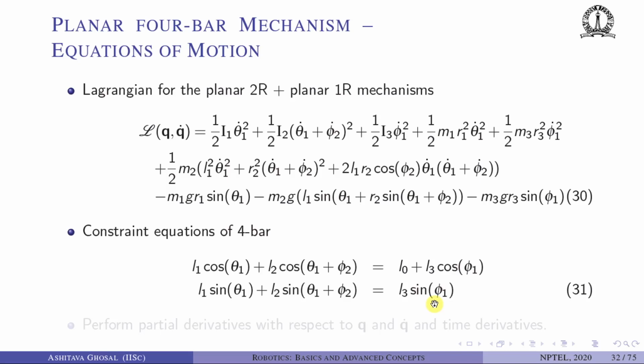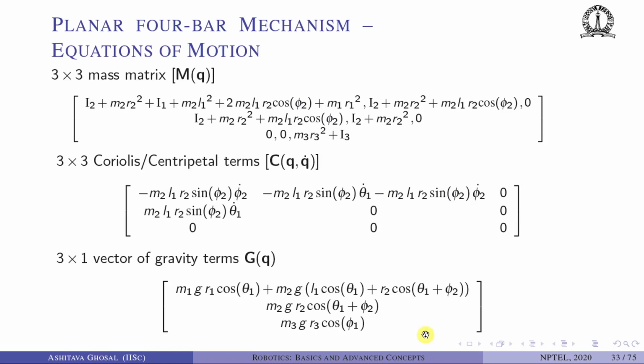So we can perform the partial derivatives with respect to Q and Q dot to obtain the equations of motion. What is Q here? Q is theta 1, phi 2, phi 1. Phi 3 does not show up because we have broken up at the third joint. We will get a 3x3 mass matrix after we take all the partial derivatives and organize into M Q double dot plus C Q Q dot plus G Q equals torque.